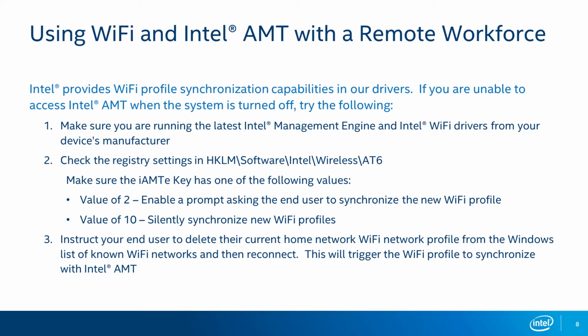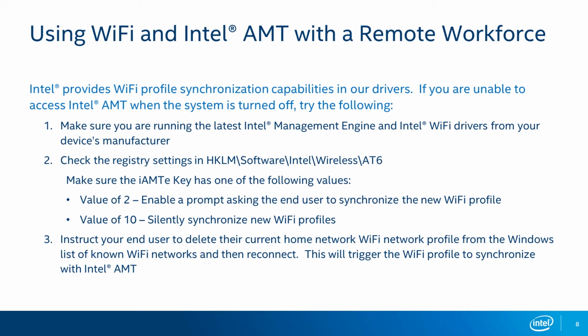Now, as I mentioned in the previous slide, if you have problems using Intel AMT with a Wi-Fi connection for your remote workforce, there's some steps you can take to debug and solve that problem. First, make sure you're running the latest version of the Intel Management Engine and Wi-Fi drivers on all the devices you want to manage, and you get those from your device manufacturer. Next, you want to check some registry settings here. So if you go into HKEY_LOCAL_MACHINE, Software, Intel, Wireless, AT6, there'll be an IAMTE option in there.